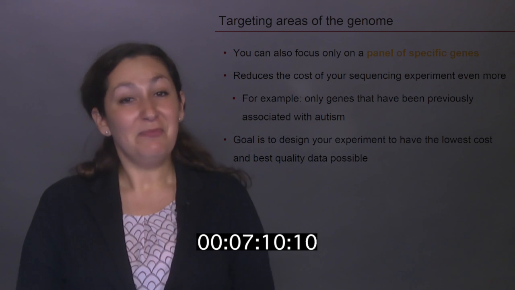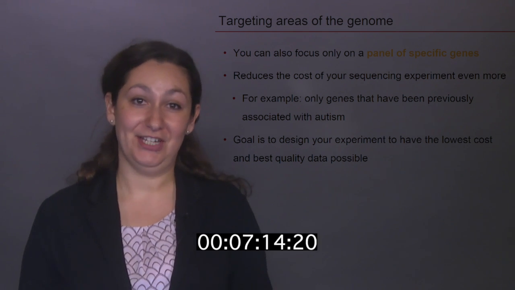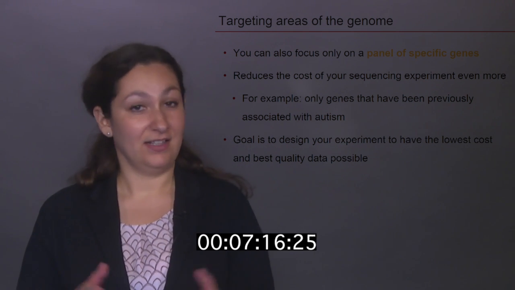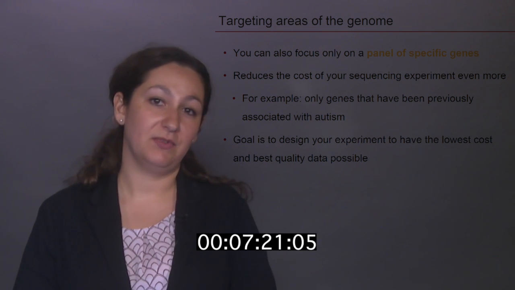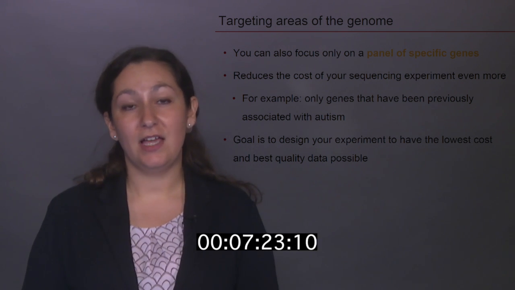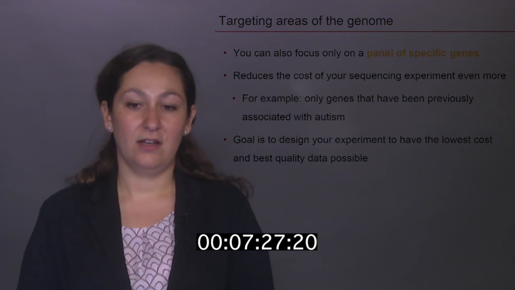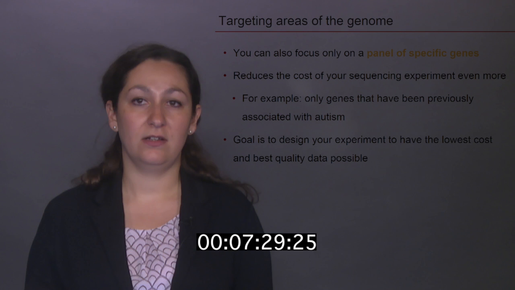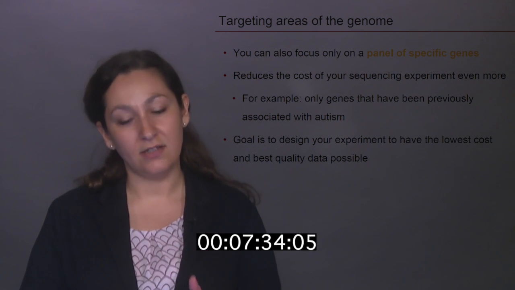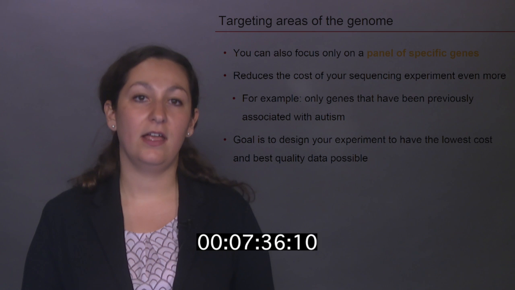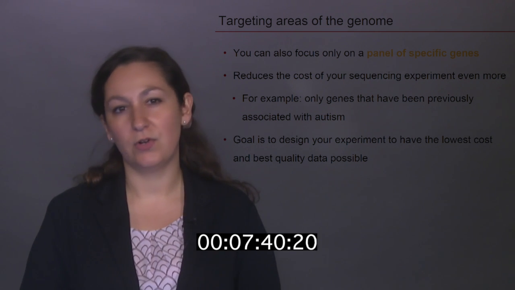To get even more bang for your buck, you can focus only on a particular panel of genes. Instead of sequencing the entire exome, you can sequence just the coding areas, for example, of genes that have been previously implicated in a particular disease or phenotype. This is another way you can limit the overall amount of sequencing in terms of regions that you have to sequence and focus instead on getting really deep coverage, really high accuracy of a few key areas that you think are really functionally important.